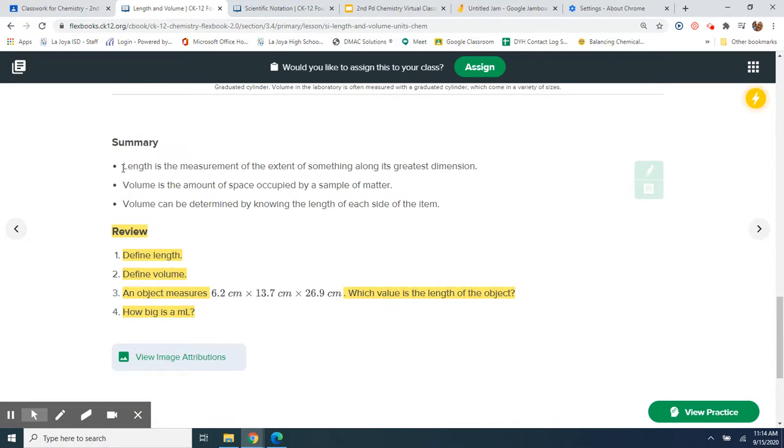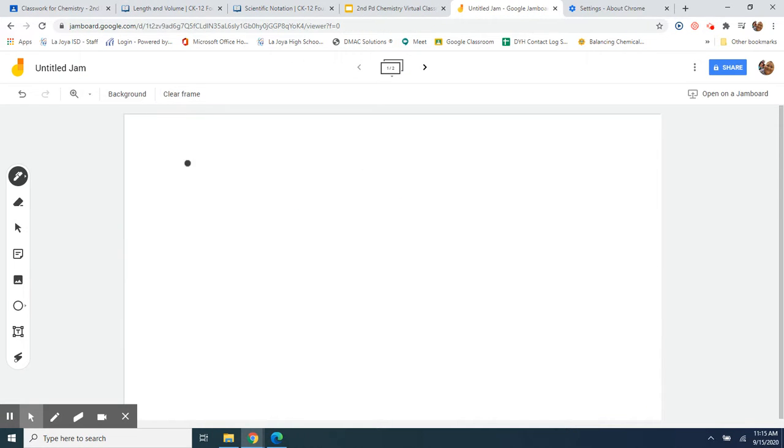Here you have your summary. Length is the measurement or the extent of something along its greatest dimension. Its longest length, basically. If you have, for example, and let me clear this.